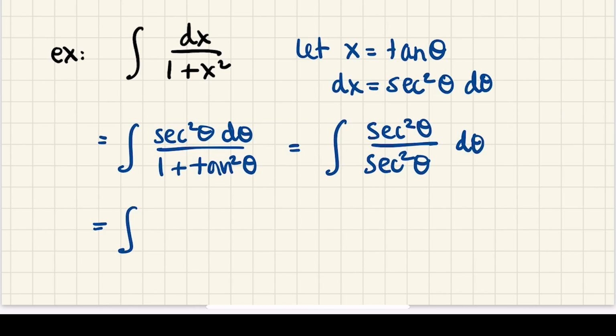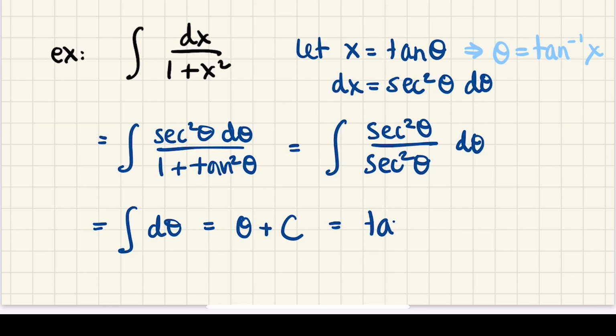Okay, well, this is just the integral of d theta. Well, that would be, of course, theta plus a constant. So what's theta? Well, theta, if we isolate it, would be inverse tangent of x. So this comes out to inverse tangent of x. And of course, we knew that all along, so we're done.